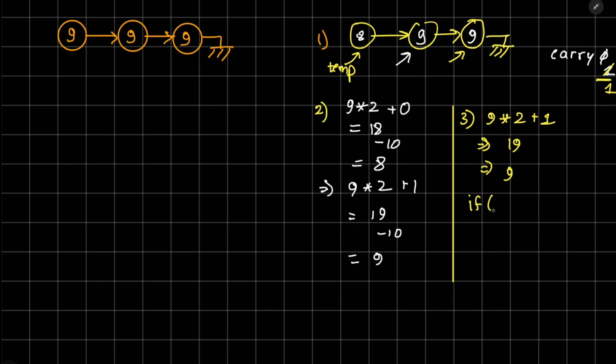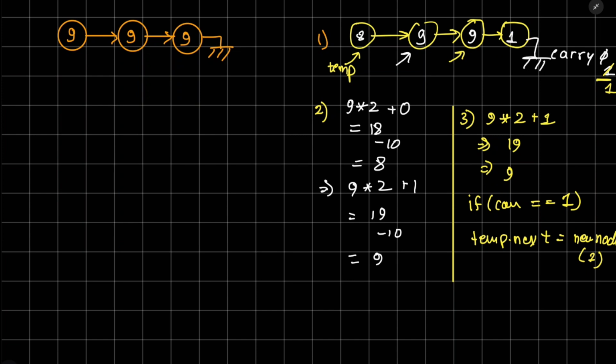So if our carry is greater than, or let's say equal to 1, because it can be 1 or 0, what we'll do is we will make another node, and temp.next would be equal to a new node, and the value would be 1 only. So we'll add another node and the value inside it would be 1. So that would be our answer.